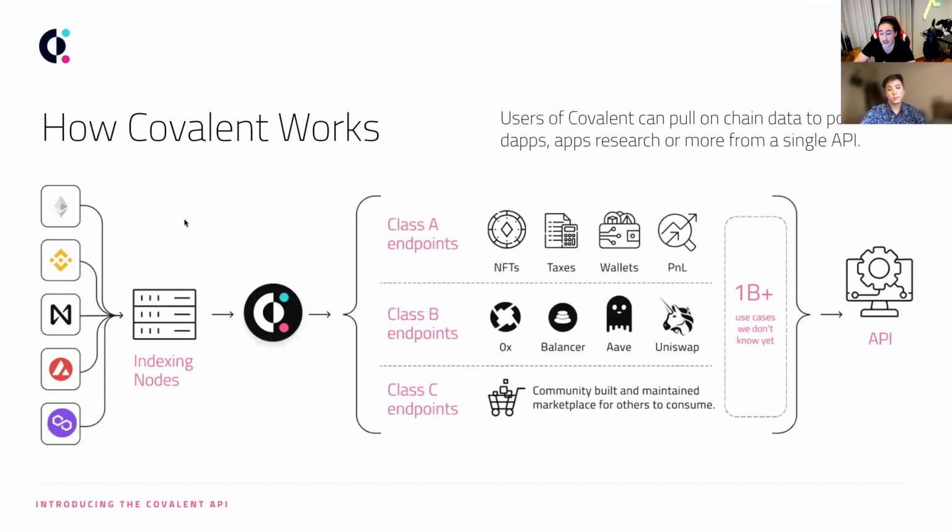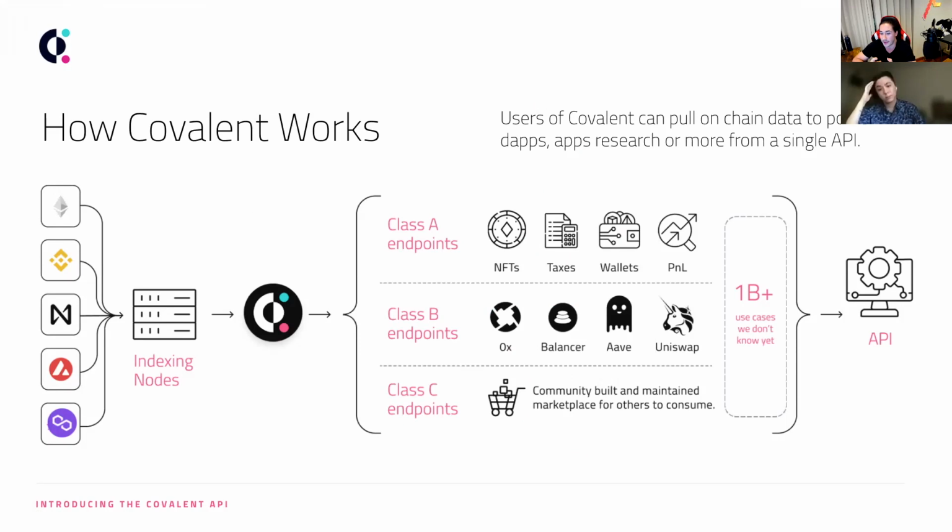Essentially, this is how Covalent works. We get the on-chain data from the nodes of a particular blockchain. We index it, make it readable, and deliver it to our users through Class A and Class B endpoints currently. Class A endpoints refer to all the granular historical data that is available in all the blockchains that we support.